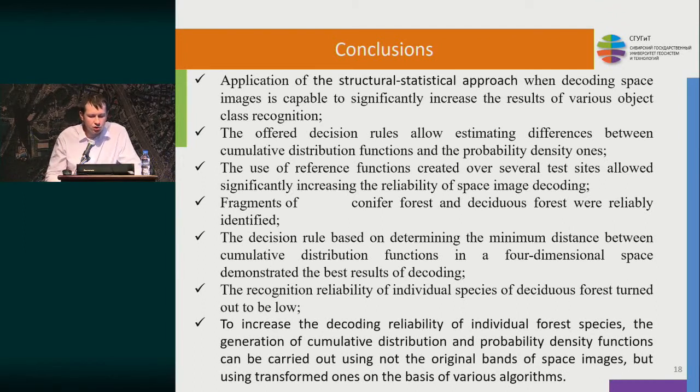So, the conclusions. The structural-statistical approach helps decoding space images better in many cases by using spectral approach. And you need to rely on heavy statistics and reference samples. Individually, aspen and pine trees have been recognized with 80 to 90% reliability.